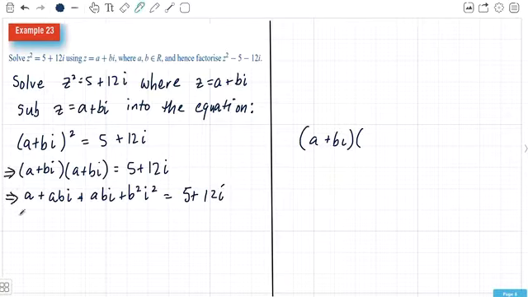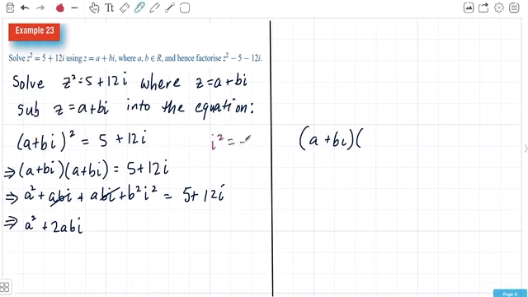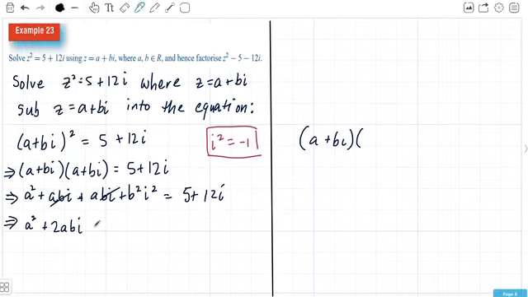Put some arrows in. So here I can see gathering together the things that are the same. We've got a squared plus 2abi, that's those, and plus, now this is an i squared here, which is a negative 1. So remember, that key important thing is that i squared equals negative 1. So I know from there now that I can simply write this as negative b squared.